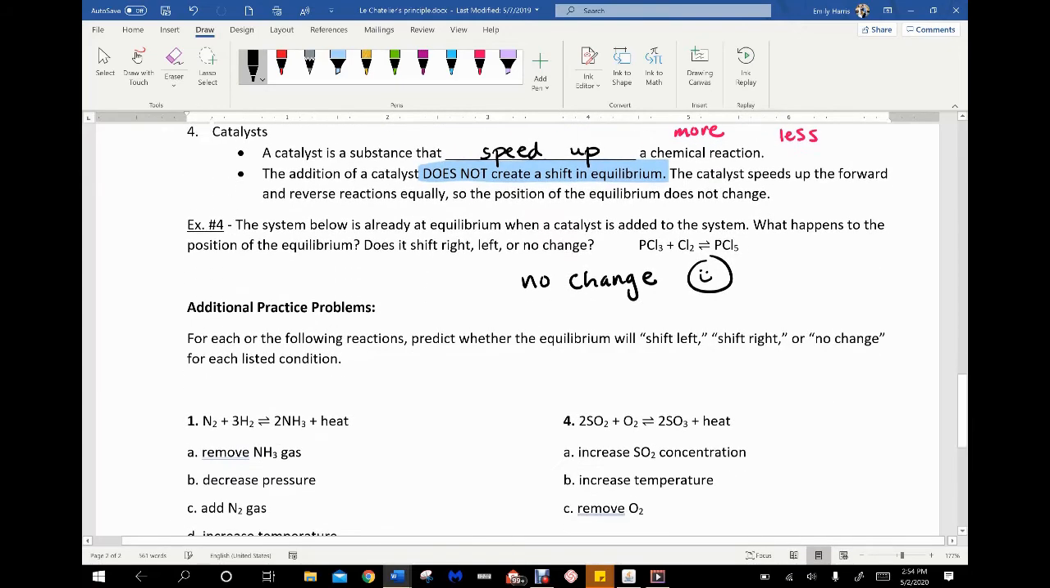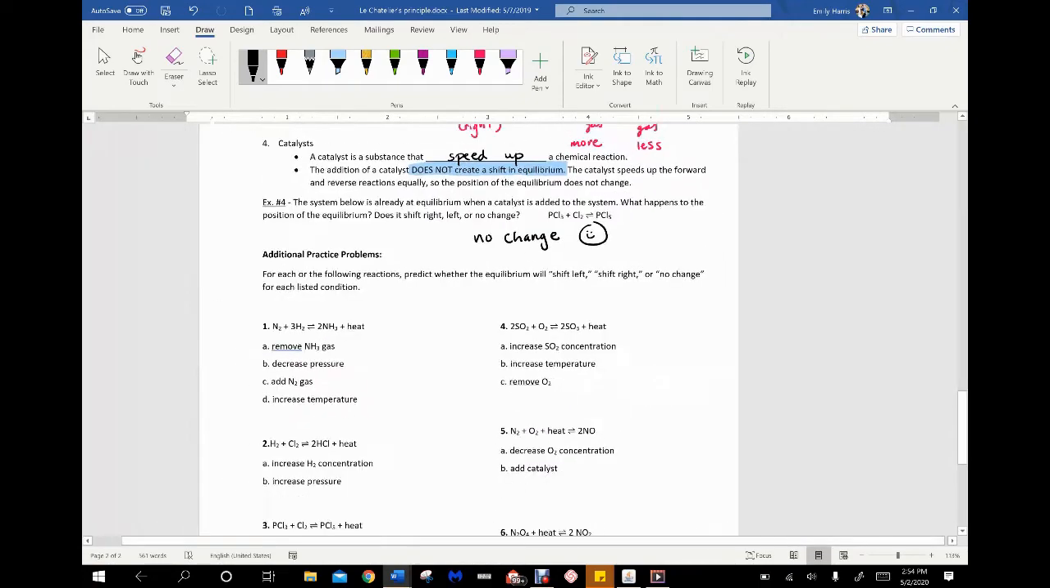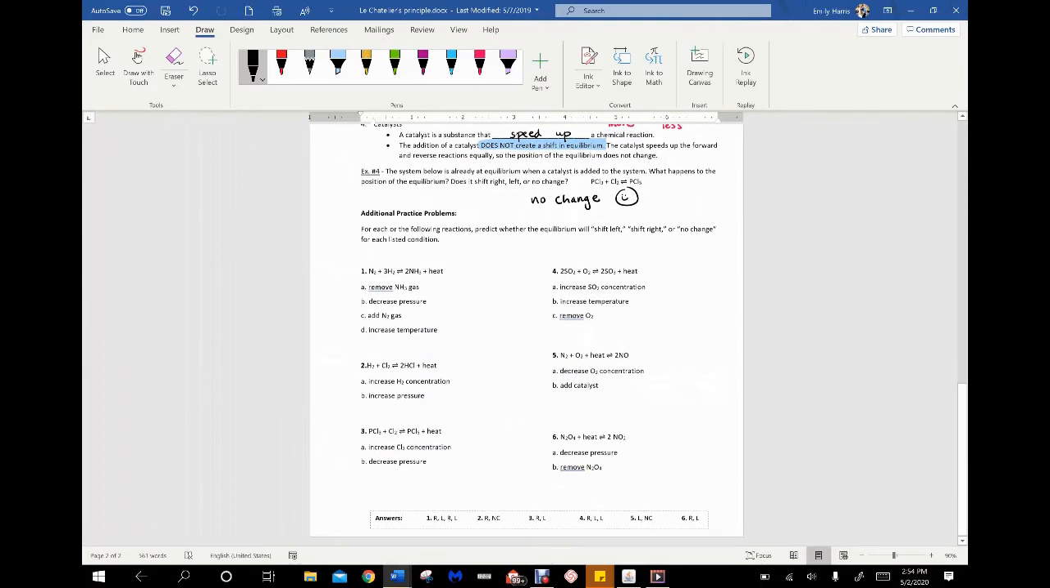All right, so what we've got for you right quick is some practice problems to apply what you've learned. And so I'm going to walk through a couple of them with you. And then for the other ones, you'll finish them on your own. And here are some answers at the bottom for you to check. And when you're checking your answers, before I forget to say this later, the R stands for shifting right to the products. The L stands for shifting left to the reactants. And the NC stands for no change.